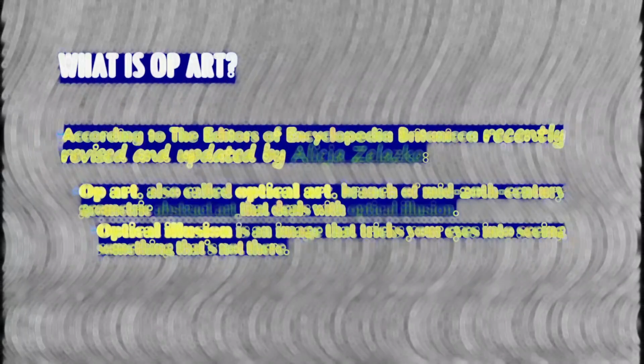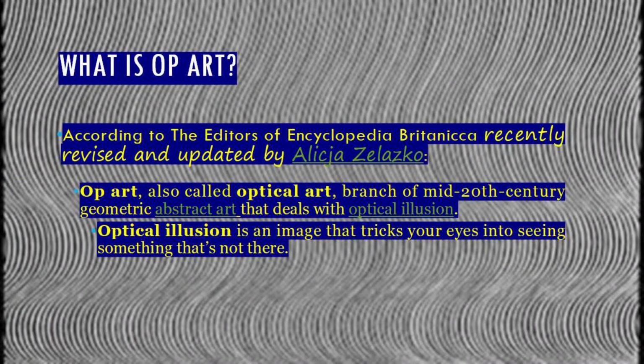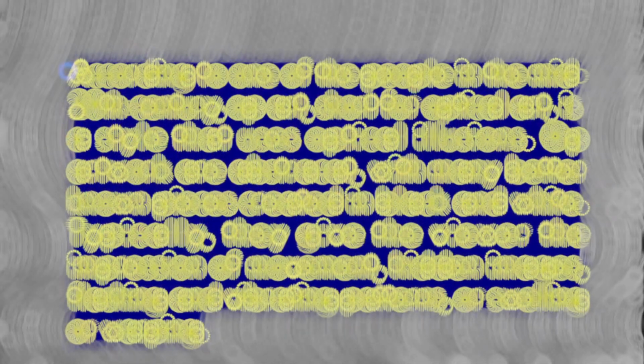According to the editors of Encyclopedia Britannica, recently revised and updated by Alika Velasco, op art, also called optical art, is a geometric abstract art that deals with optical illusion. Optical illusion is an image that tricks your eyes into seeing something that is not there.